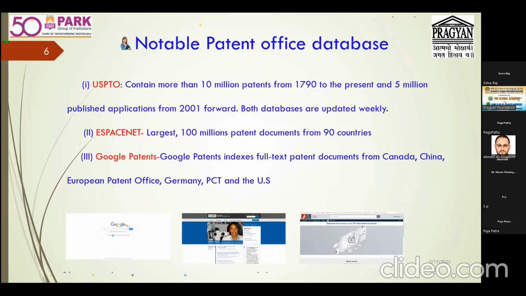And Espacenet is the largest among the patent office databases, right? It has 100 million patent documents from 90 countries. And similarly, particularly for the United States, there is a database like USPTO. It contains more than 10 million patents from 1792 to the present, and almost 5 million published applications from 2001 forward. Both databases are updated weekly.